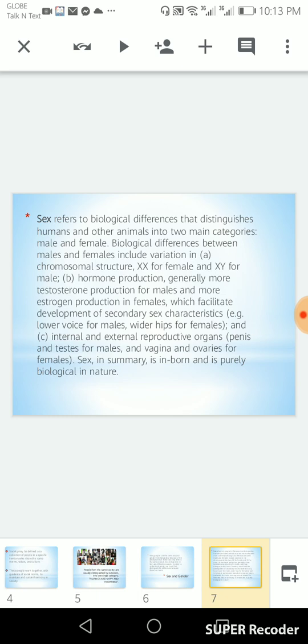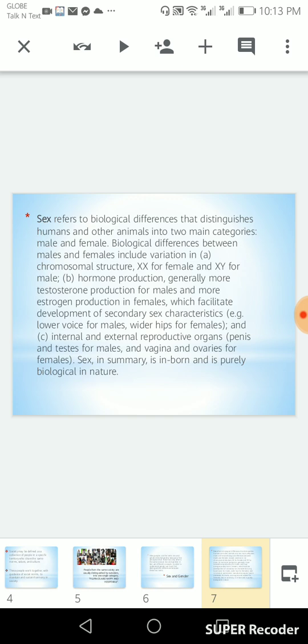So, biological differences between males and females include variation in what we call chromosomal structure. So, XX for female and X and Y for the male. And we have hormone production. Generally more testosterone production for males and more estrogen production in females, which facilitate development of secondary sex characteristics.